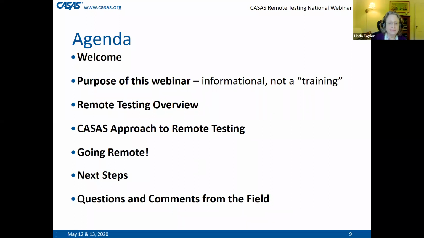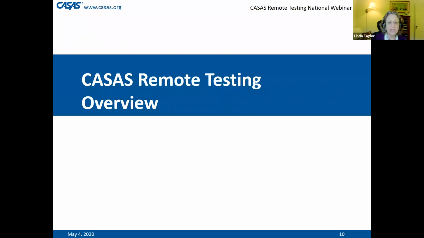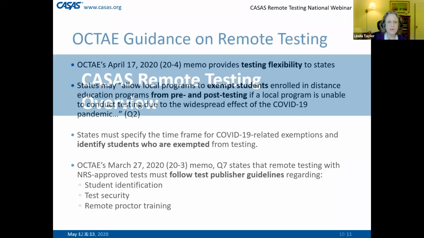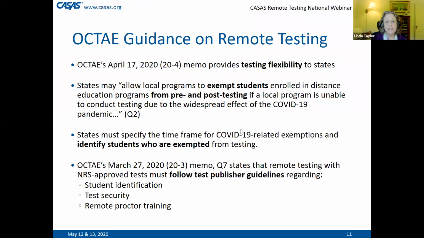All right. So let's first talk about the overview. And we wanted to start with the U.S. Department of Education's guidance, OCTAE, that is our own Office of Career, Technical, and Adult Education that governs adult ed. On April 17th, they put out a memo in which they said that they are allowing testing flexibility to the states.